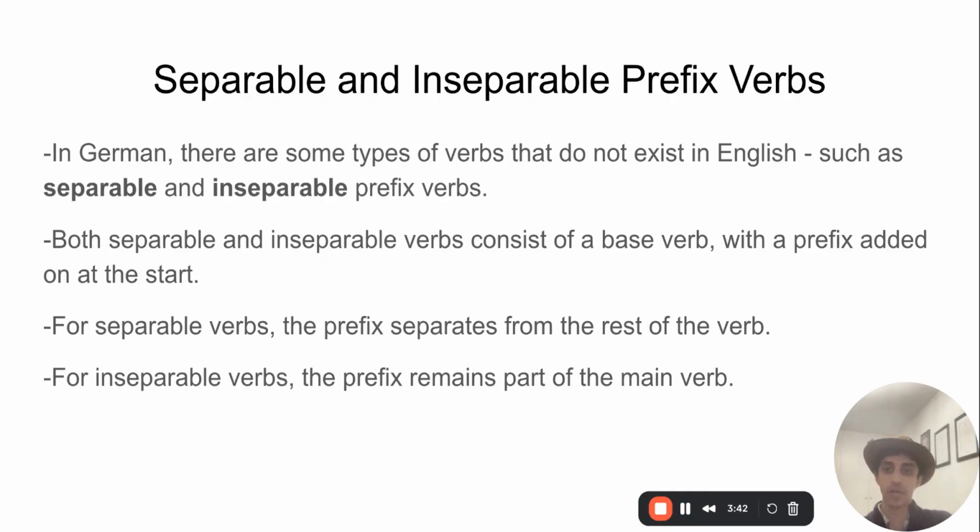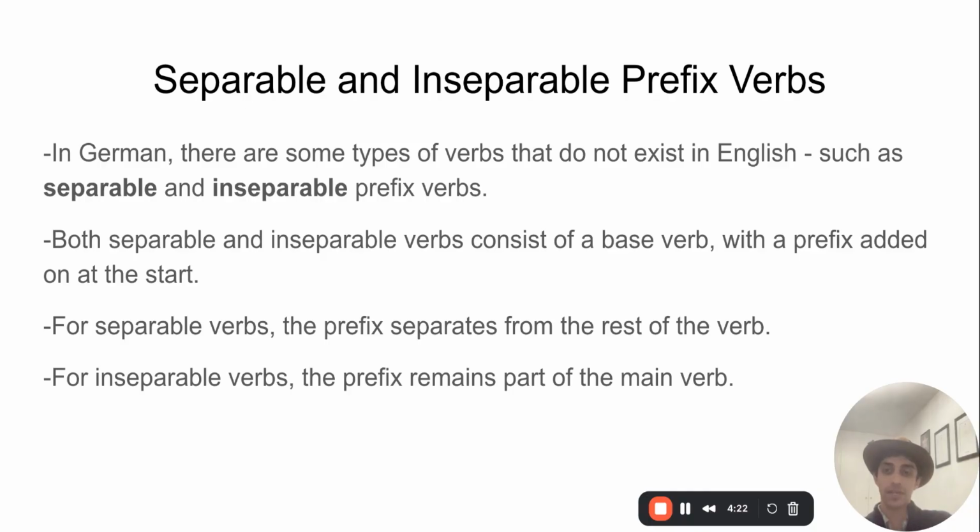Firstly, just as an introduction, separable and inseparable prefix verbs are types of verbs that exist in German, but definitely do not exist in English. We do have phrasal verbs and things in English, but nothing quite like the German separable and inseparable prefix verbs. They are very common in German, so even some of the most common verbs that you'll come across are actually separable and inseparable prefix verbs. And some of the first verbs that you'll learn and start using, you may well use them without even knowing that they're separable or inseparable prefix verbs.